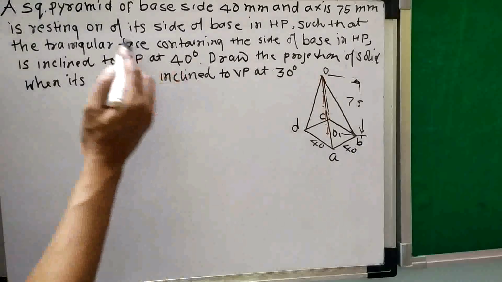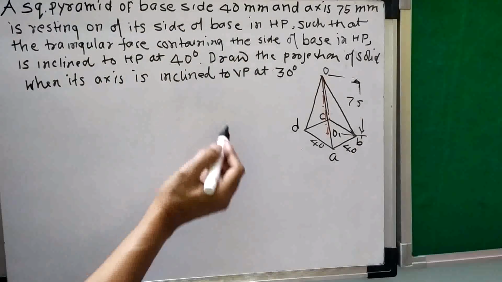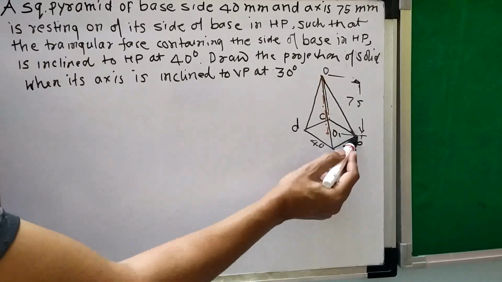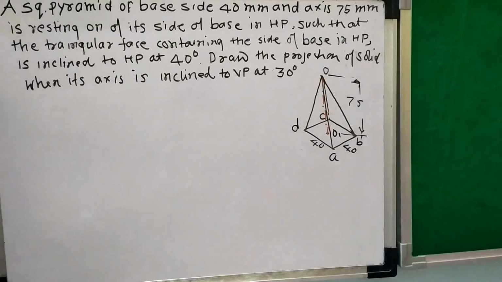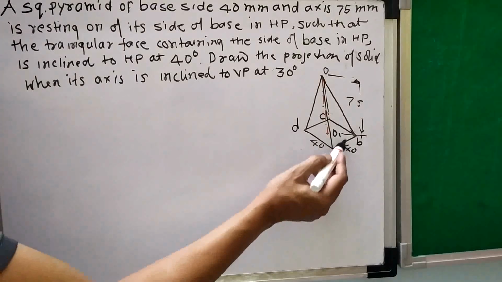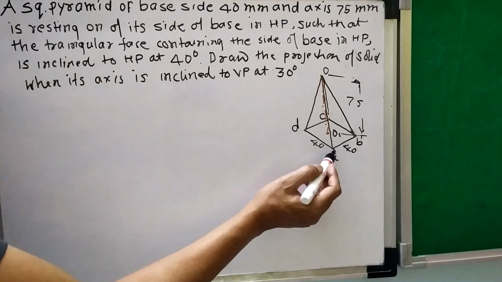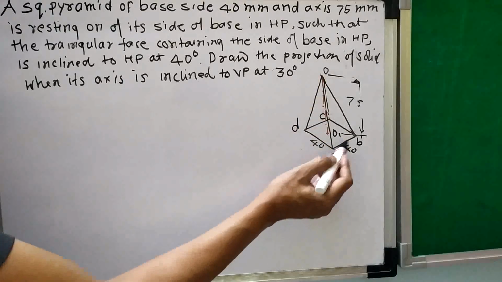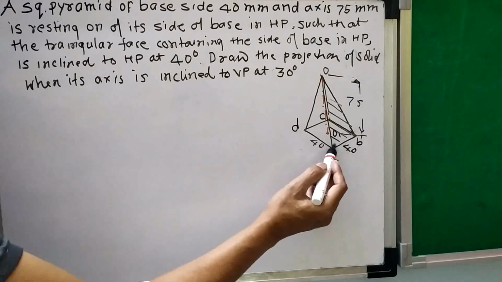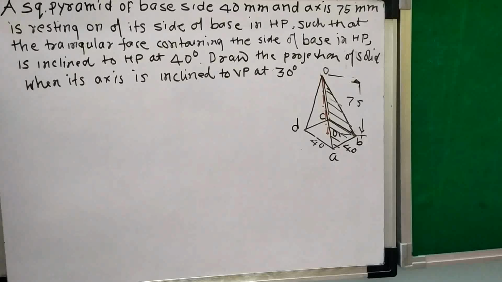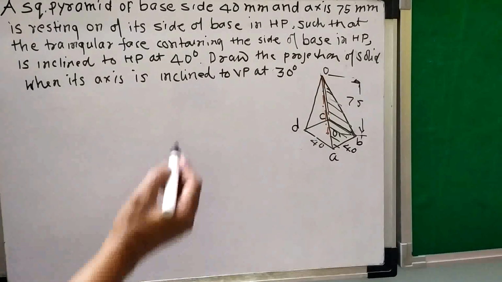So its resting condition is given. What is the resting condition? It is resting on one of its sides of the base in HP. Let's consider this is the base side and it is resting on HP. So this AB is on HP, such that the triangular face containing the side of the base in HP. Which is the side of the base in HP? I am considering AB. So considering this AB, which is the triangular face? It will be OAB. So this will be your triangular face OAB.